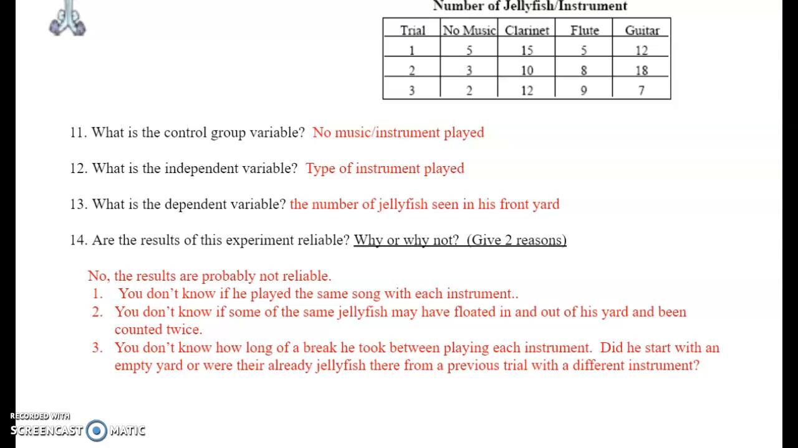Like, what if the jellyfish came into his yard, left, and then came back? Did he count that as one jellyfish, or was that counted as two, even though in real life it was only one jellyfish? And also, you don't know how long of a period of time he took between playing these different instruments. Like, did he start with his yard empty every time? Or when he started, was there always already some jellyfish in there from the previous trial? Okay, so you need a bit more information.